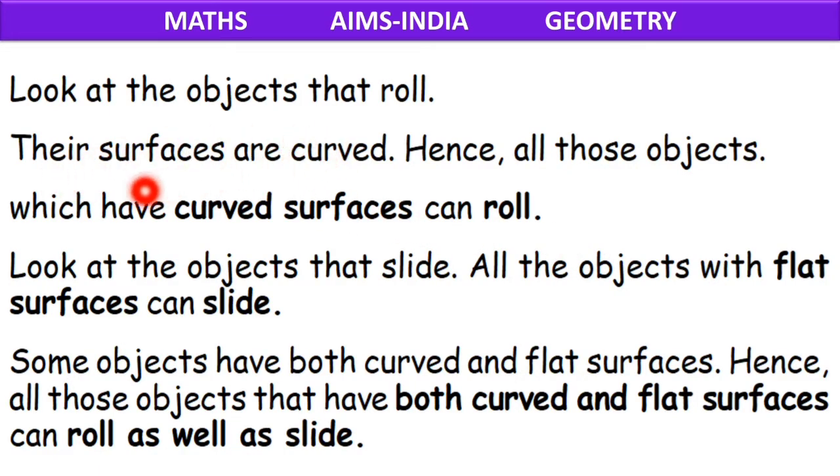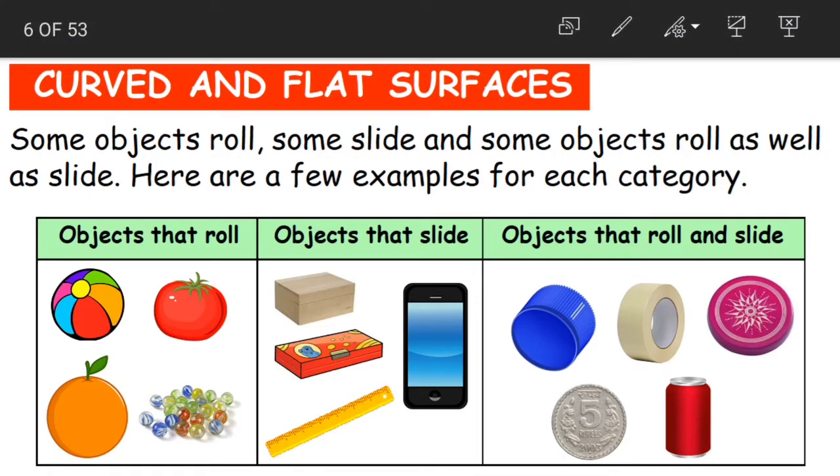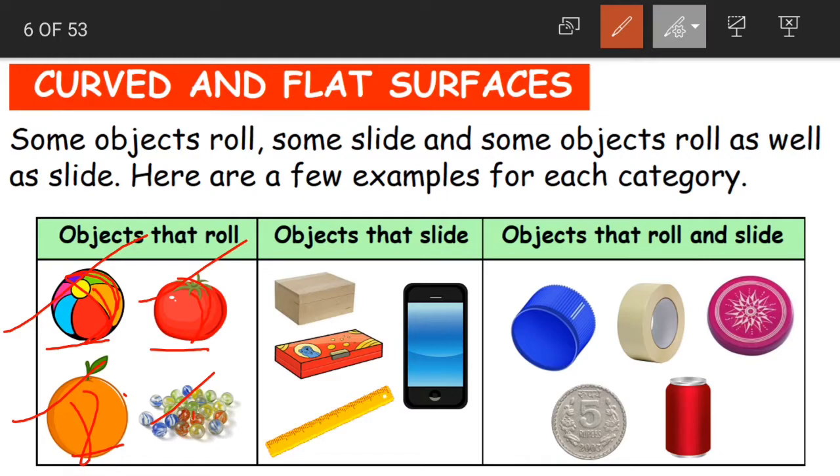Look at the objects that roll. Their surfaces are curved. Hence, all those objects which have curved surfaces can roll. If we observe these objects that roll, that are ball, tomato, orange and marbles, the common thing that we observe in all these objects is that they have a curved surface.